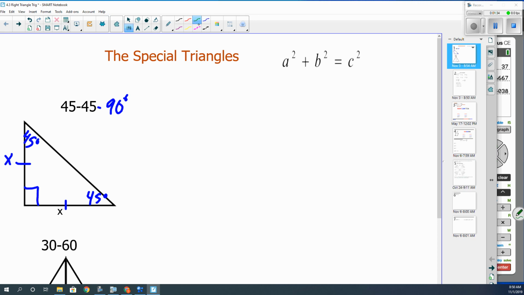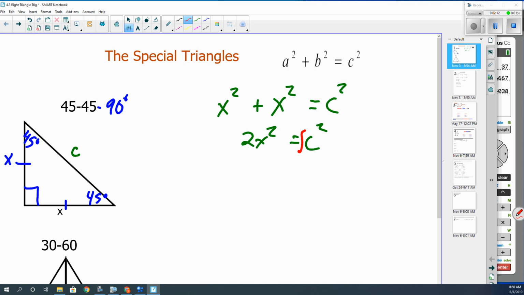Then if I did Pythagorean theorem, anytime you have a right triangle and need to find a side length, Pythagorean theorem lets you find the third side. So a squared plus b squared equals c squared, where a and b are the two sides that make up the 90-degree angle, and c is the side across from the 90-degree angle, the hypotenuse. So I take x squared plus x squared, so I have 2x squared equals c squared.